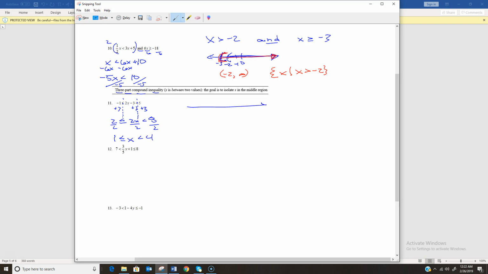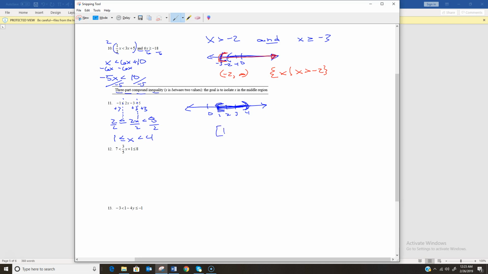So when I graph it, here's 0. I'm going to start at 1 included, and then I'm going to go up to 4, but 4 is not included, and then it's everything between those two. So it's basically the intersection between x is less than 4 and x is greater than or equal to 1. It's where they overlap, which is right there in the middle.